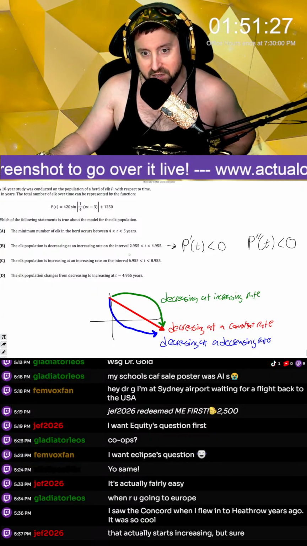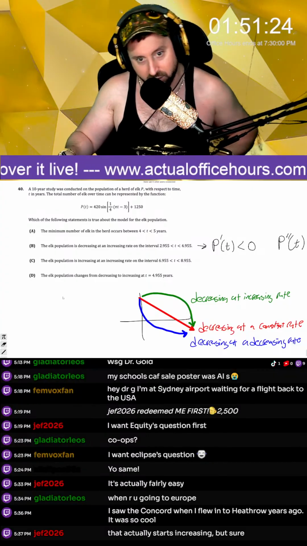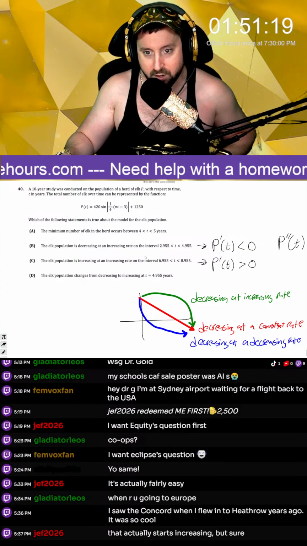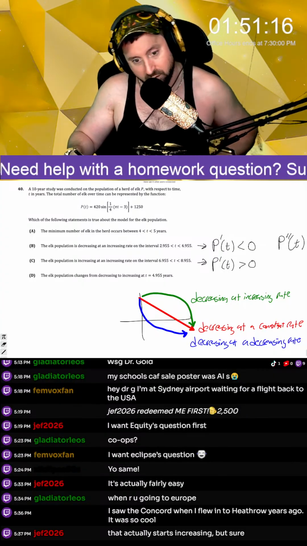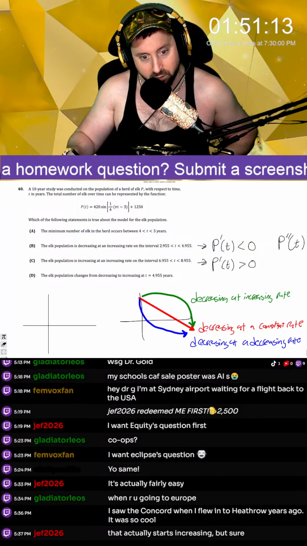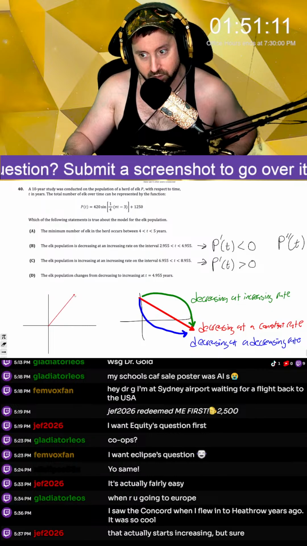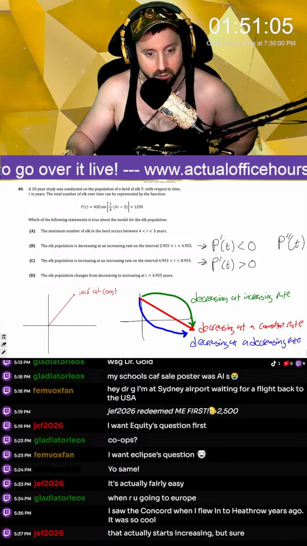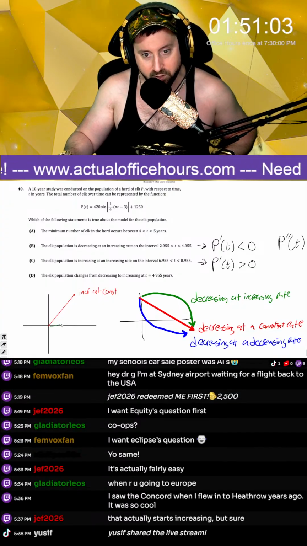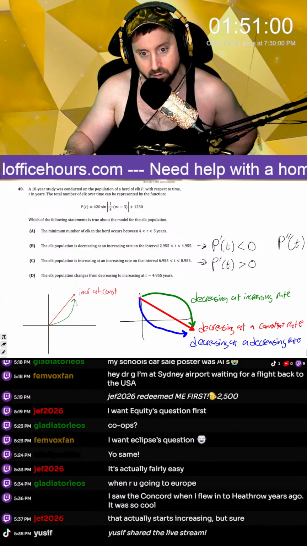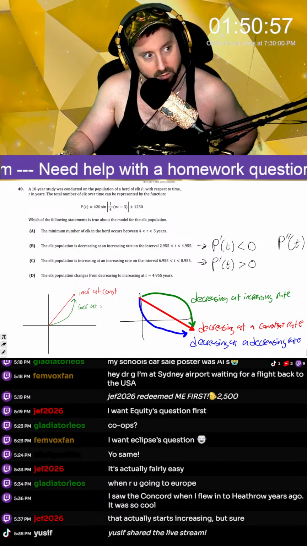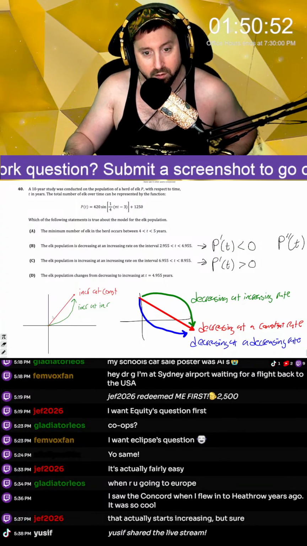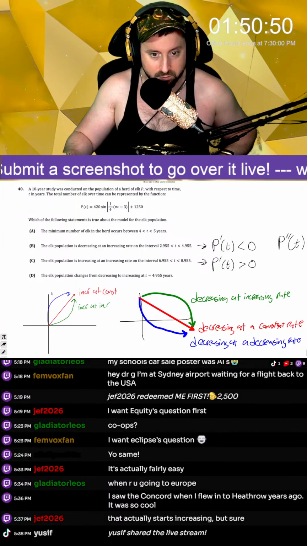Okay, if something is increasing at an increasing rate, well, increasing tells me that p prime of t is going to be greater than 0. And then if it's increasing at an increasing rate, again, I could draw a little picture. This is increasing at constant. I'm just going to use some shorthand here. This is going to be increasing at an increasing rate. And then this is going to be increasing at a decreasing rate.